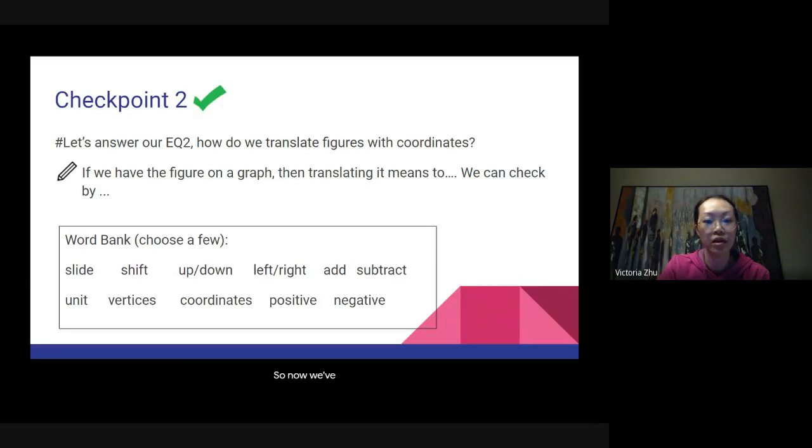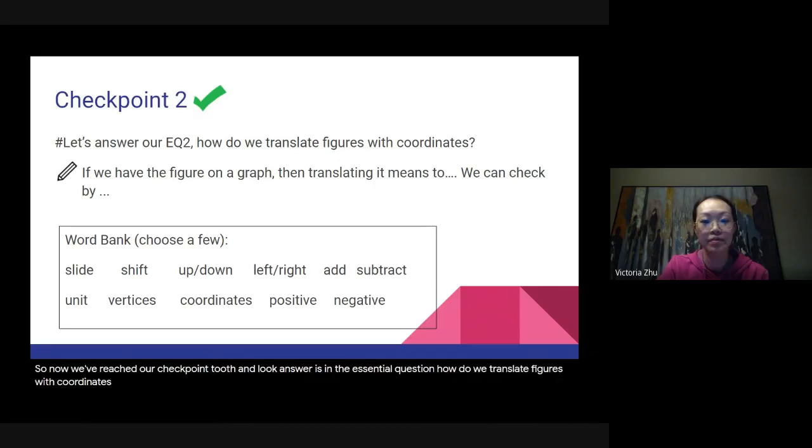So now we've reached our checkpoint 2, and let's answer our essential question. How do we translate figures with coordinates? And here's a starter for you. If we have the figure on a graph, then translating it means to blank. We can check by blank. Again, you can use the words and any words in the word bank to help phrase your thinking.